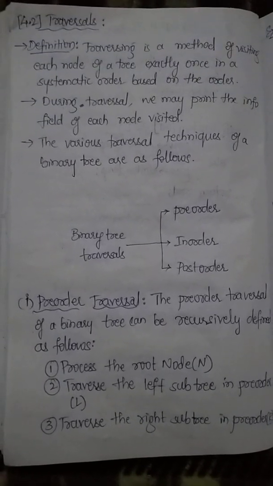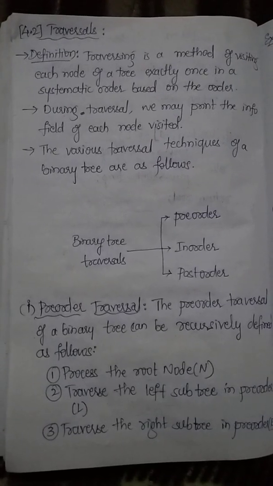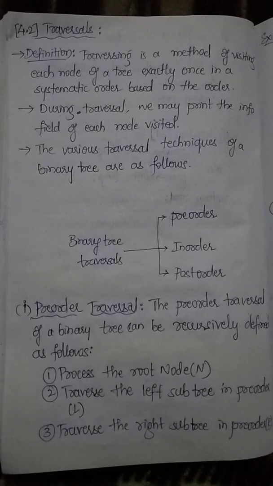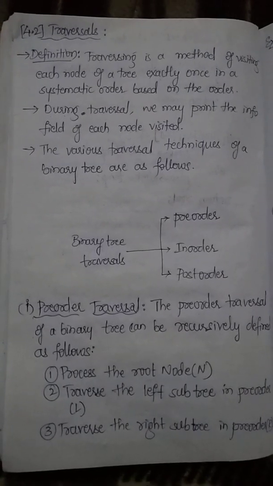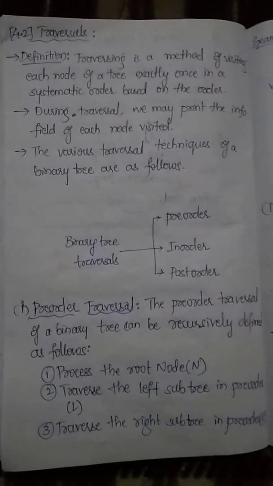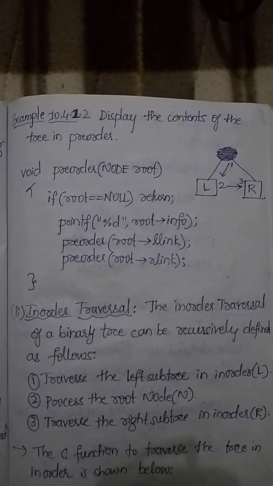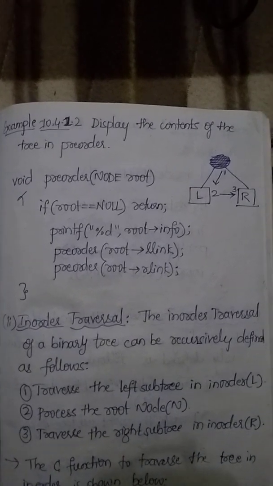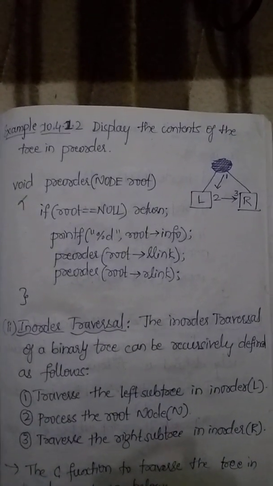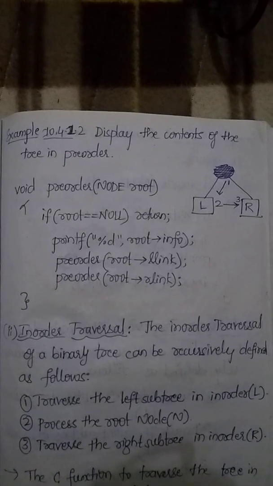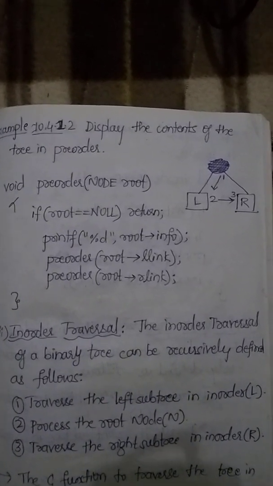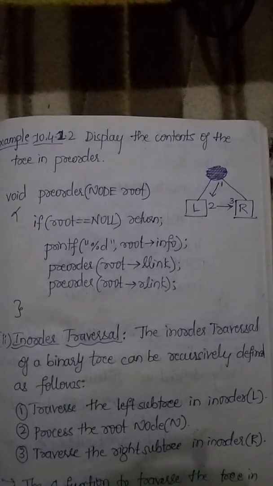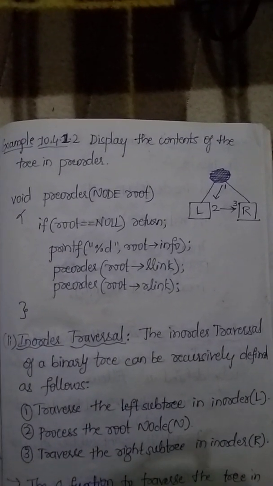Okay, so here is a simple function that will help us to understand how to display the contents of a tree in pre-order, that is to traverse the contents of a tree in pre-order. Here you can see the example 10.4.1.2 that helps us understand the function of displaying the contents in pre-order. Beside it you can see the diagram wherein the darkened node is the root node, and L denotes the left subtree and R denotes the right subtree.